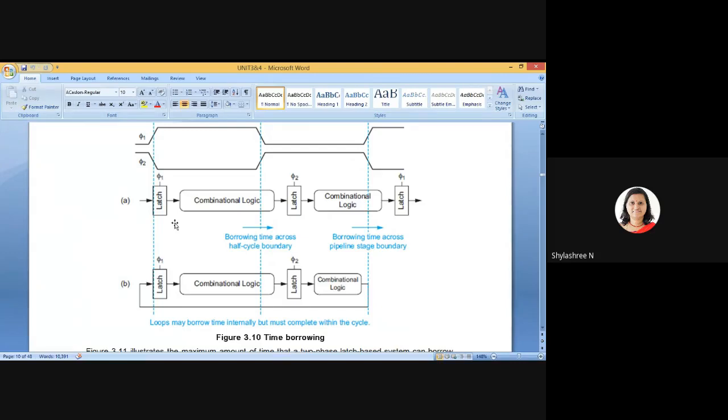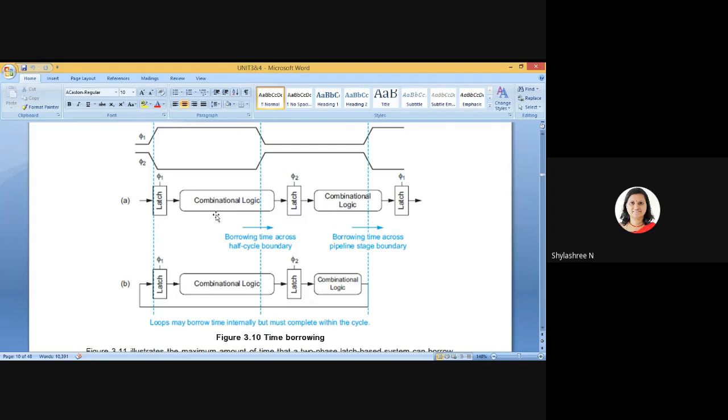Okay, so if one half cycle or a stage of a pipeline has too much logic, that's what you can see in these dashed vertical lines. Here there is too much logic. Are you getting it? If the first block has too much logic, it can borrow time from the next half cycle. I also stress the word pipelining.